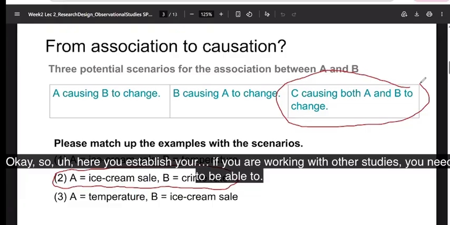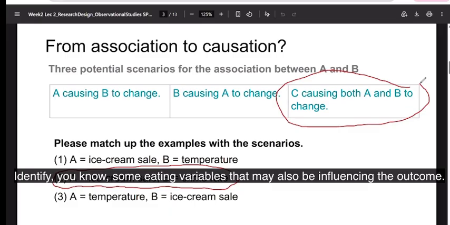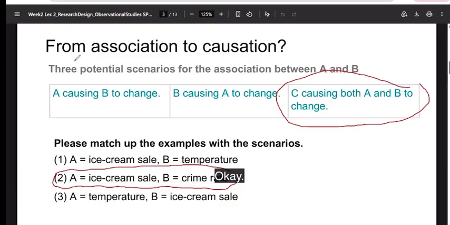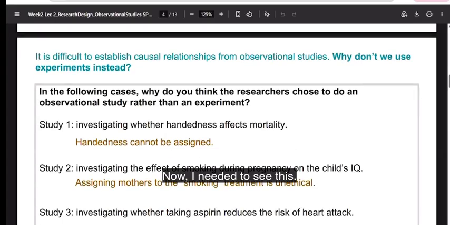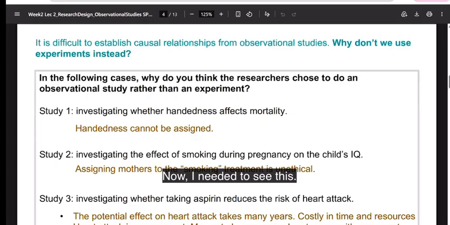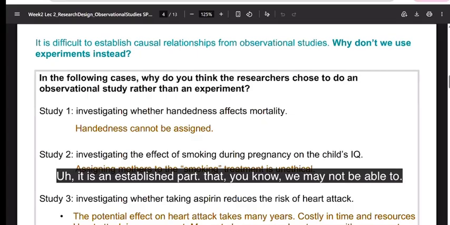If you are working with other studies, you need to be able to identify hidden variables that may also be influencing the outcome. Now I need you to see this. It is an established fact that we may not be able to establish a causal relationship from observational studies.